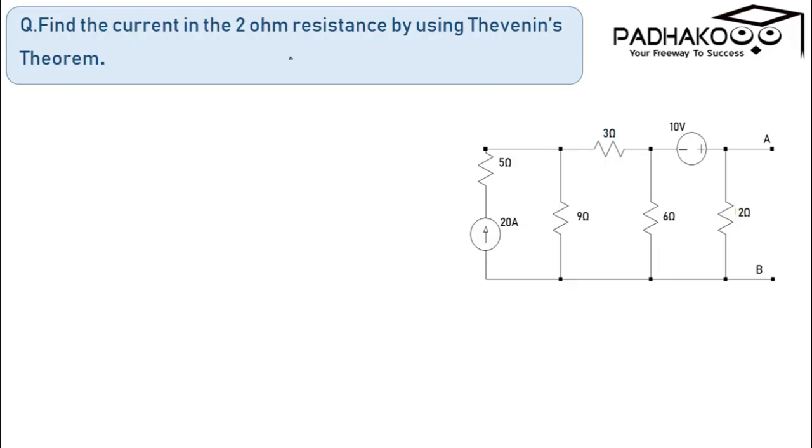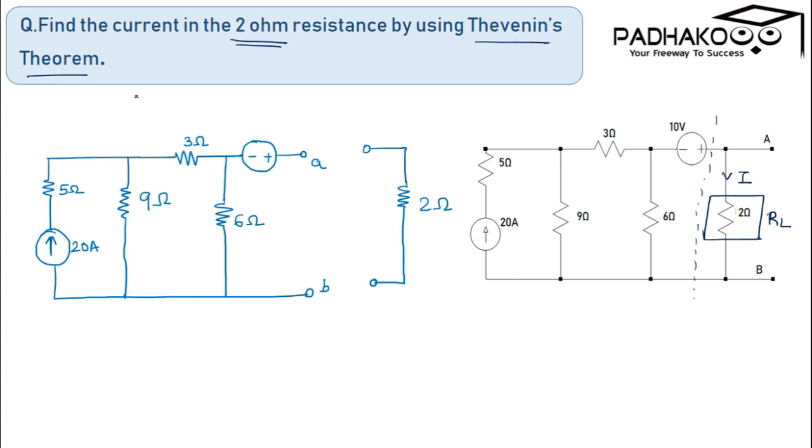Now, to find the current in the 2 ohm resistance by using Thevenin theorem, we have one question. This is the load resistance, that is RL, and the current we have to find is I. So we have to divide this particular circuit into two parts. Then, to calculate the value of Vth, we have this particular circuit in front of us.